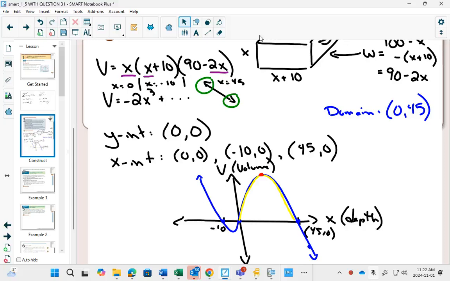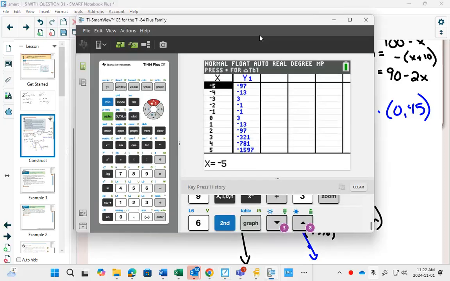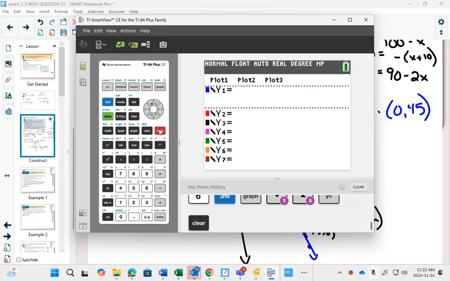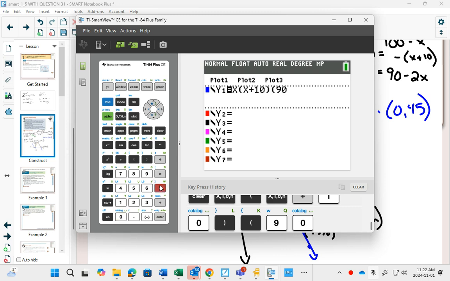We're going to type this equation into our calculator. So I'm going to go to y equals, clear everything out, and I'm going to type in x, bracket, x plus 10, bracket, and 90 minus 2x. I type in the equation exactly like I see.